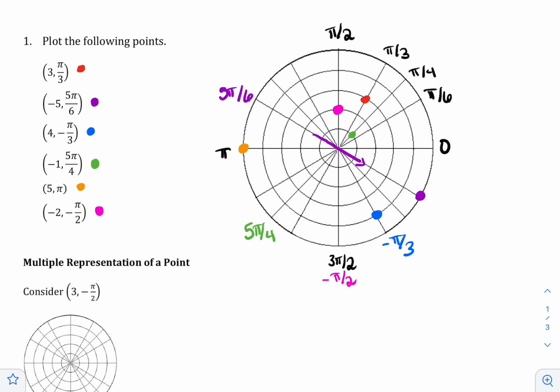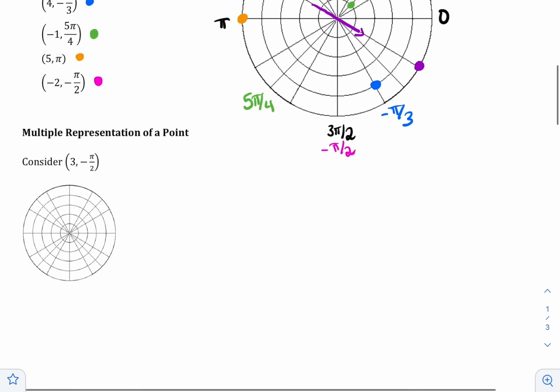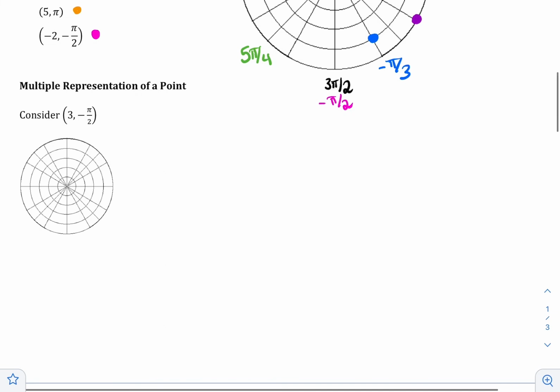So again, first you go to the angle, whether that be counterclockwise or clockwise. And then you go r. So positive r means go forward. Negative r means go backwards. All right, so we're going to be plotting a lot of these over the next few videos. The next thing we're going to discuss is multiple representation of a point.